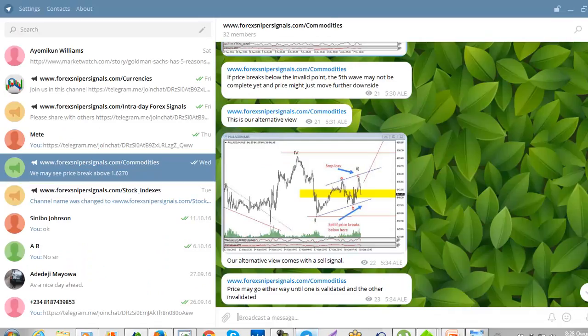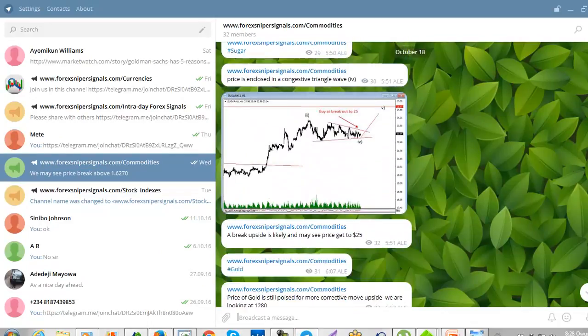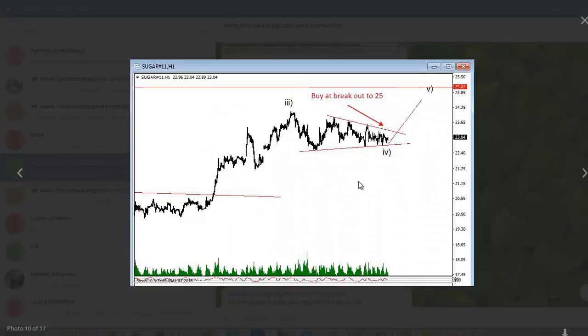Okay, so the next one we're going to be looking at is the sugar. We actually look at a triangular move. Look at the sugar here. That is the third wave. We're looking at this triangle, and then we're waiting for price to break above this triangle at 25. Okay, break out to 25.